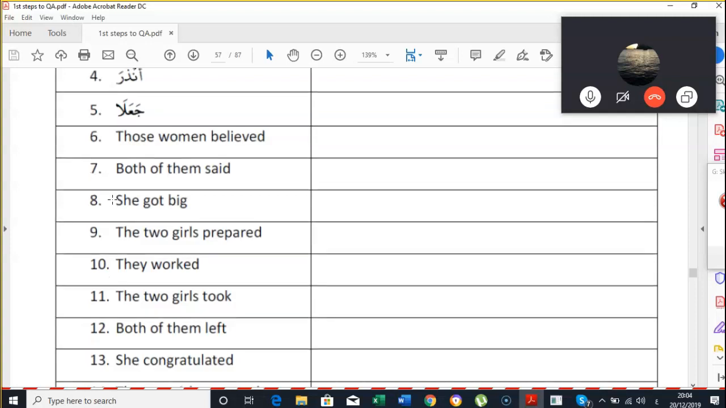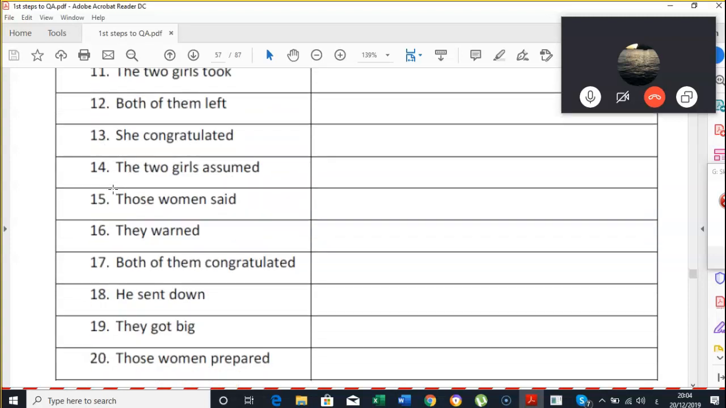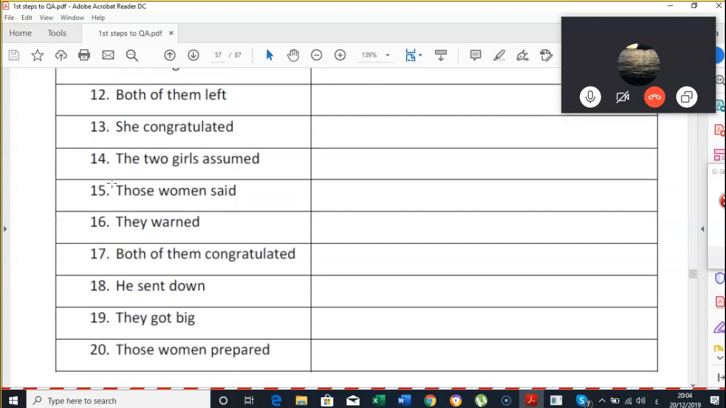Kaburat, very good. The two girls took. So what's the word for taking? Ittakhadha. Yep. So the two girls took. Ittakhadata, very good. Those women said. Good. Hunna. No, this is the one that changes. So huwa qala, huma qala, hum qalu, hiya qalat, huma qalata, hunna qulna. Yeah, that's the qulna one.